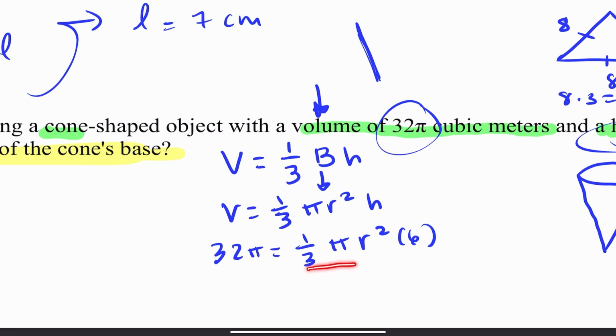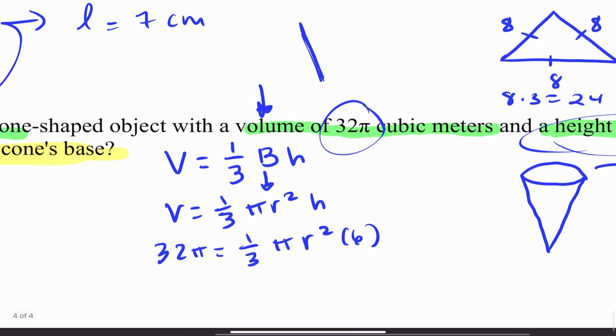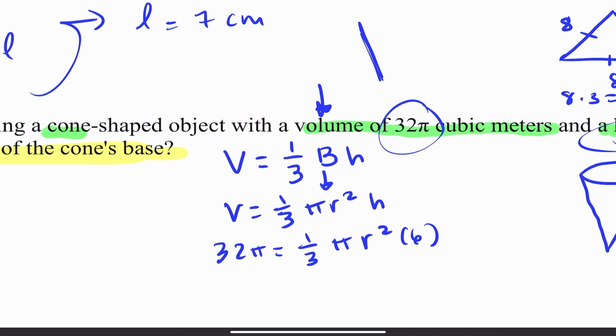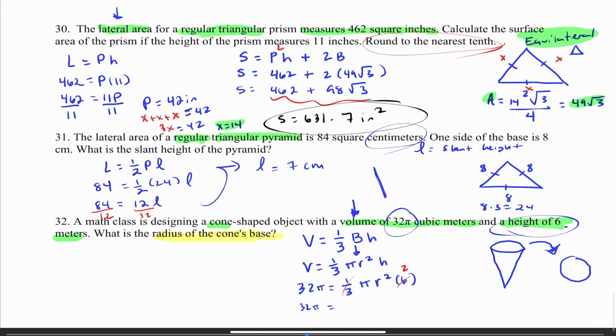And since everything is being multiplied on the right-hand side of the equal sign, I can actually do this. I have 1/3 of 6. A third of 6, of course, is going to be 2, right? So 1/3 times 6, or you can say 6 divided by 3, however you want to approach this. That is going to turn into a 2 here. So I have 32 pi equals 2 pi r squared.